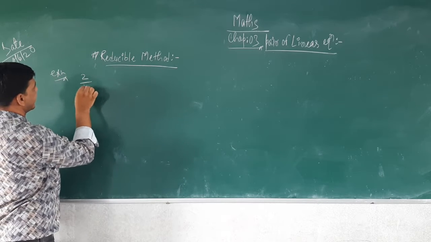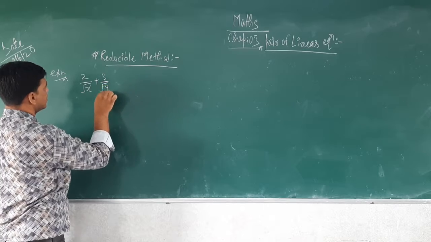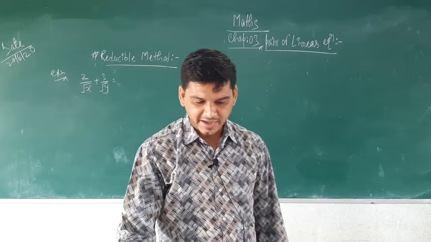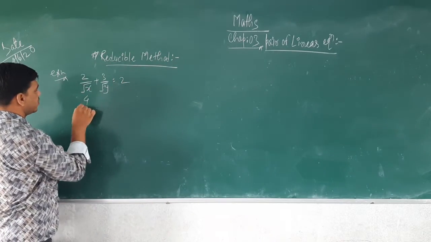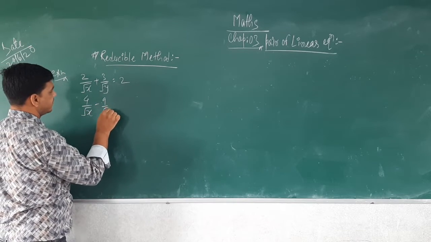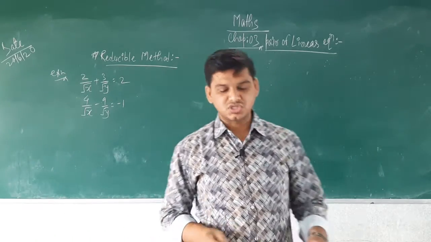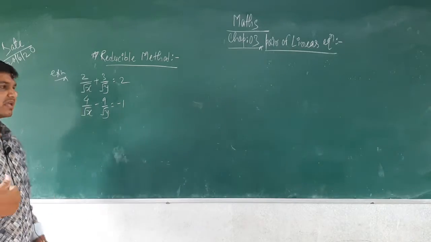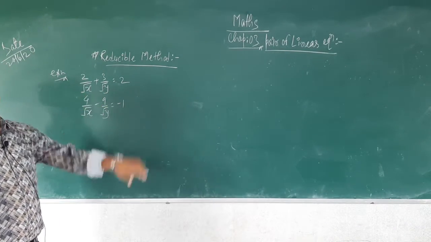2 upon root x plus 3 upon root y is equal to 2, and 4 upon root x minus 9 upon root y is equal to minus 1. So there are two equations. In the denominator, we see the variables x and y, but what? Square root of x and y.